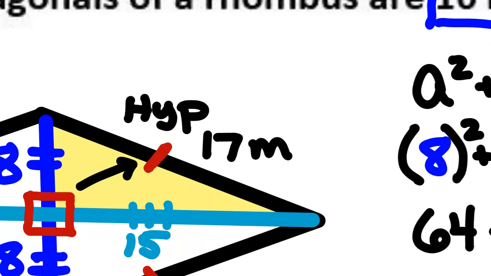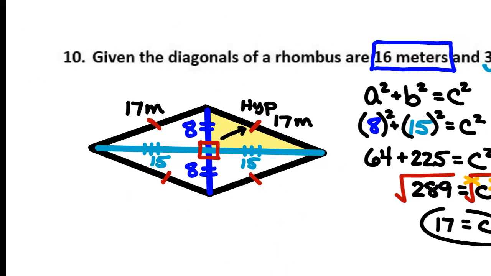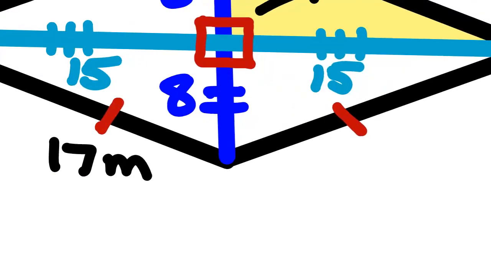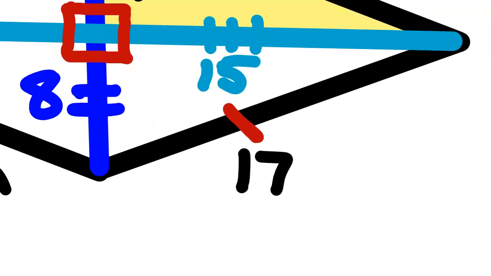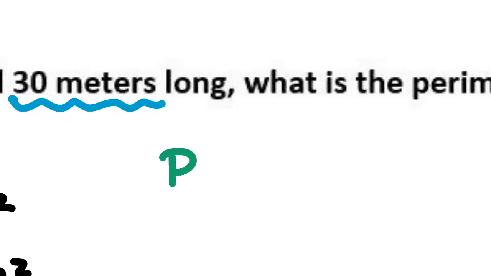This is 17 meters. That means this side over here is also 17 meters. Down here is 17 meters. And over here is 17 meters. Now we're going to find the perimeter of this shape. What do we need to do to find the perimeter?